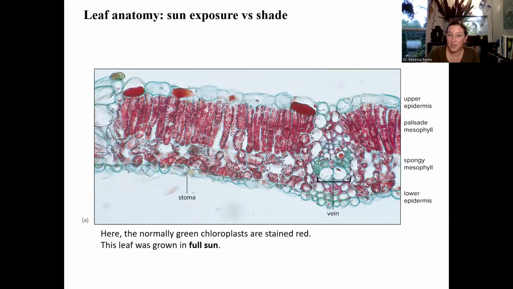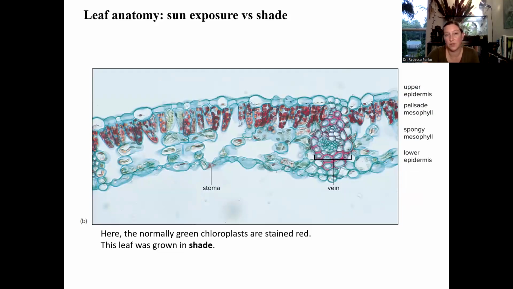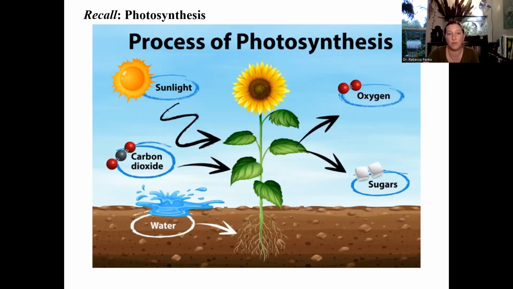So mesophyll is where photosynthesis occurs. If the leaf is grown in the sun, lots of mesophyll tissue. Leaf was in the shade, not so many. This is a reminder of what things go into photosynthesis versus what things come out. We will talk about photosynthesis in way more detail in the physiology lecture.